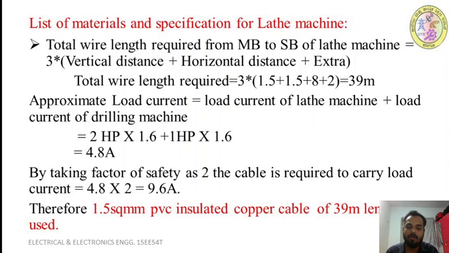Therefore, to carry the current of 9.6 ampere, looking at the cable chart table, we can see that 1.5 square mm cable is sufficient to carry the 9.6 ampere. Therefore, 1.5 square mm PVC insulated copper cable, what is the total length you require? 39 meter. 39 meter length is used for the connection of your main board to the starter board of lathe machine. Okay.